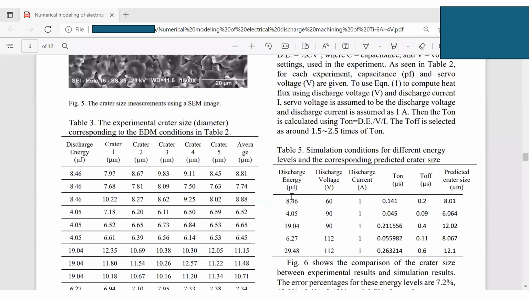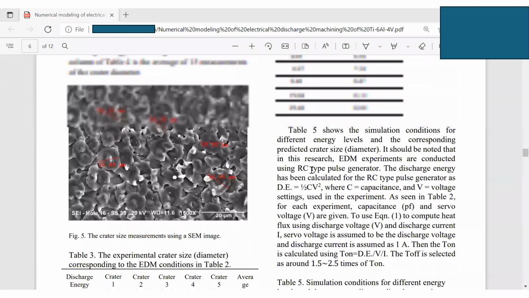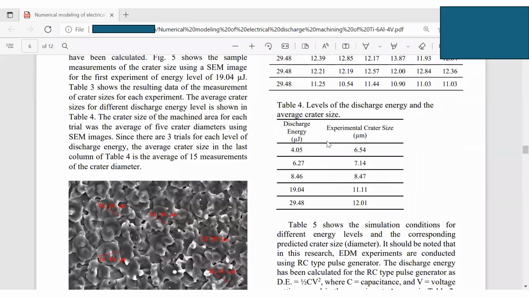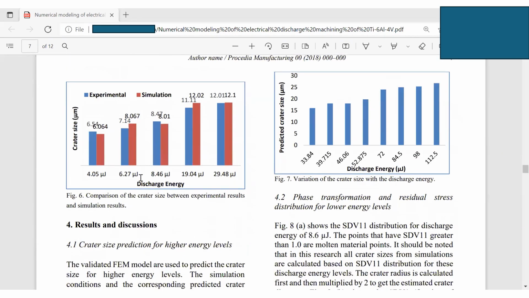So based on the same material and same conditions for this table and this table, this is from experiments, and this is from the simulations, and we do a comparison. Here is a comparison between experimental results and simulation results for different energy levels.